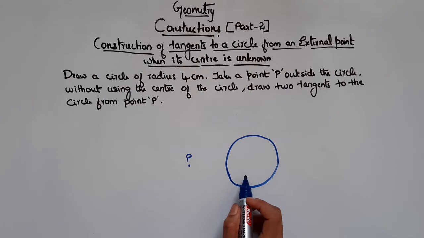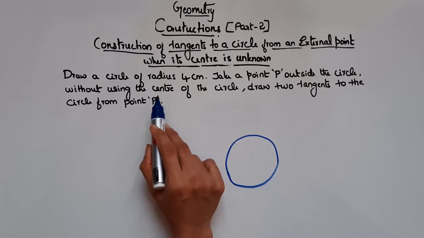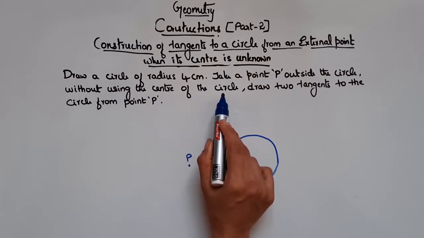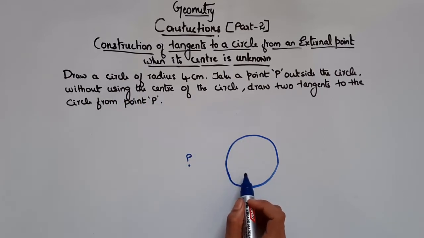In the previous problem, there also the center was not given. We first found the center. Using the center, we drew two tangents to the circle. But in this case, they have told not to use the center of the circle. So here you have to follow a different procedure in order to draw the tangents to the circle. So let's see how to do this.